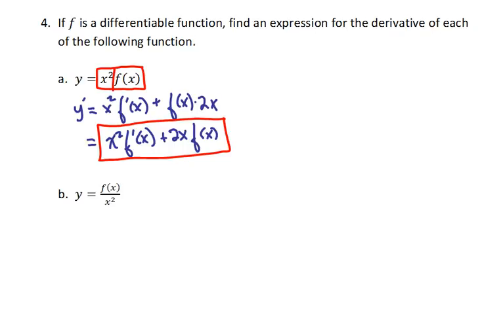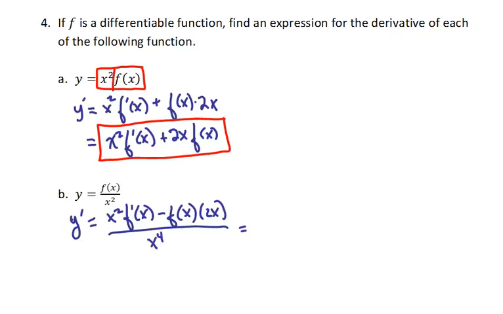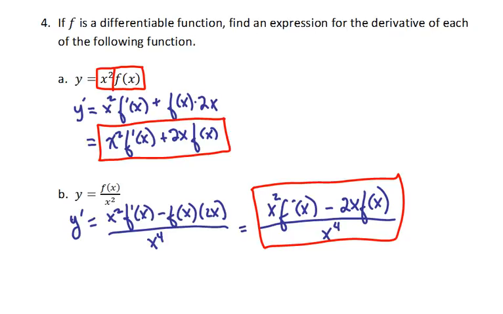Then on the second one we have a quotient rule, so it's going to be low d high, so that's x squared f prime of x minus high d low, and the derivative of the denominator is 2x over the denominator squared, which is going to be x squared quantity squared, which is x to the fourth. So simplifying a little, we get x squared f prime of x minus 2x f of x over x to the fourth, and that's the answer to part B. We'll go on to number 5.